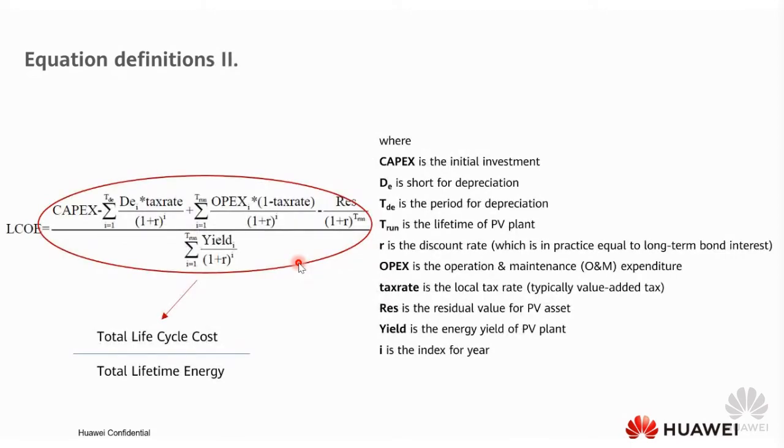The next definition is the LCOE. It's quite a complicated equation, so I don't want to go into details. Basically, the LCOE equals the total life cycle costs, so all the costs incurred during the whole life of the power plant, including capex, so capital investment, operational costs, and also some financial items, like depreciation and taxes and so on. This total life cycle cost of the power plant is divided by the total lifetime energy, so the energy supplied to the system, which can be sold. This is how the LCOE is calculated.